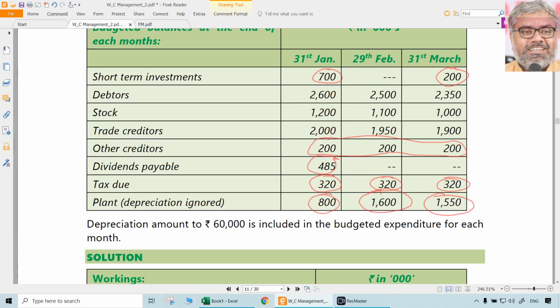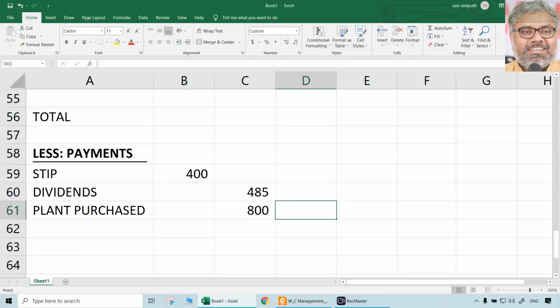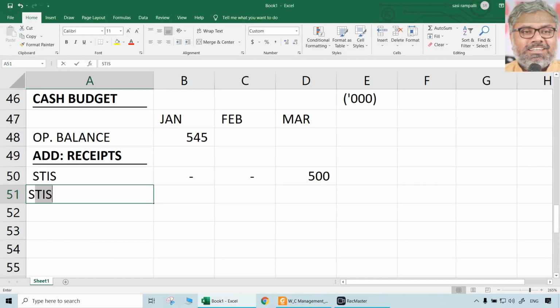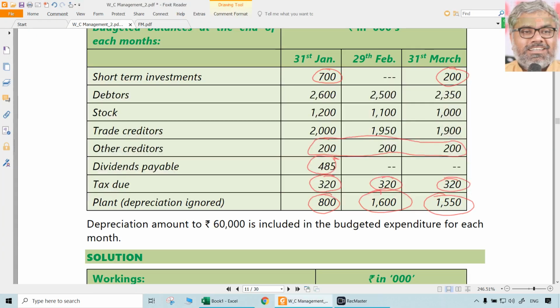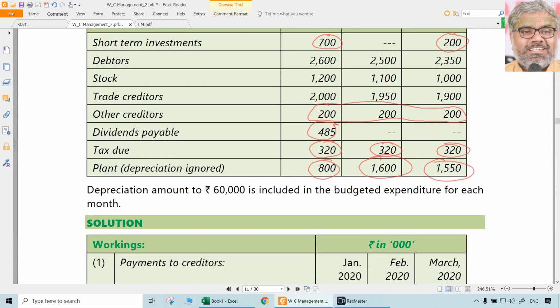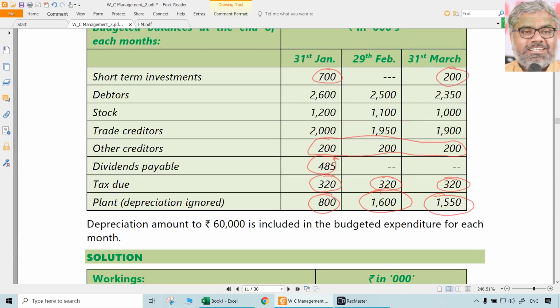Depreciation and all not there. It is ignoring depreciation. This is the only cost of the plant, which means sale of plant. Happened in when? In March. That was 50,000. So that is about plant. All the things are done. Only things remaining are debtors, stock, creditors. These are the only balances which will have to be taken now.